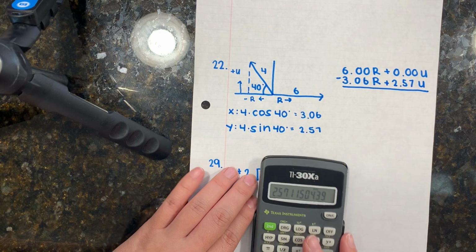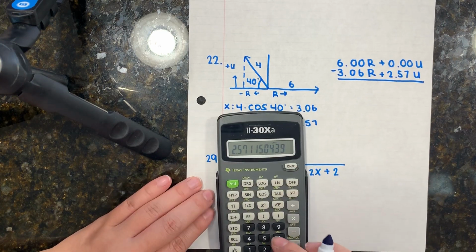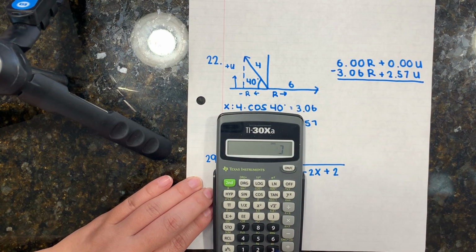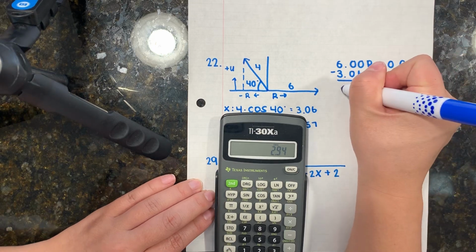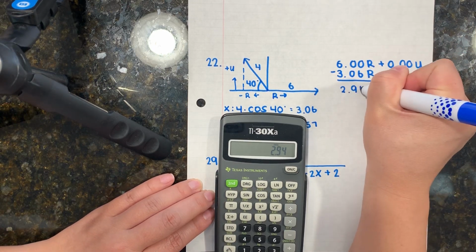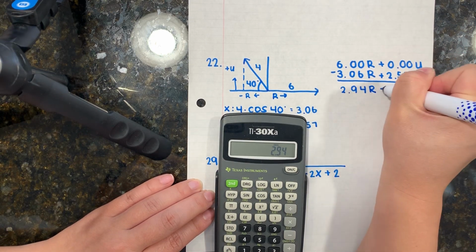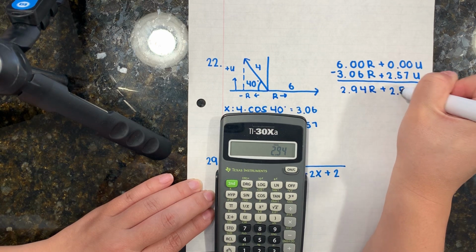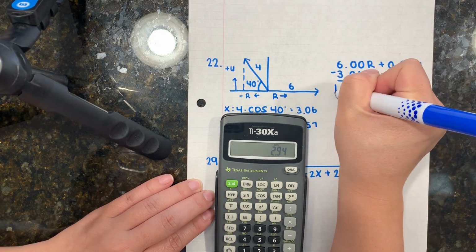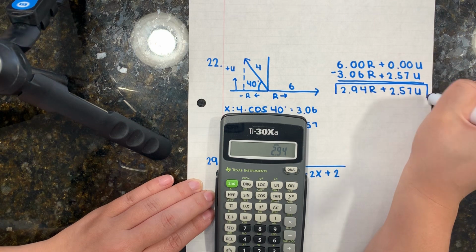When I add those together, I'm going to do 6 minus 3.06, which will give me 2.94 r, and then plus 2.57 u. And that will be your answer.